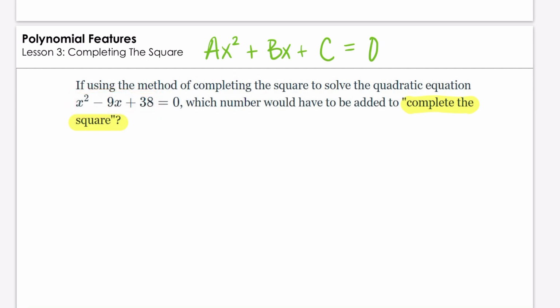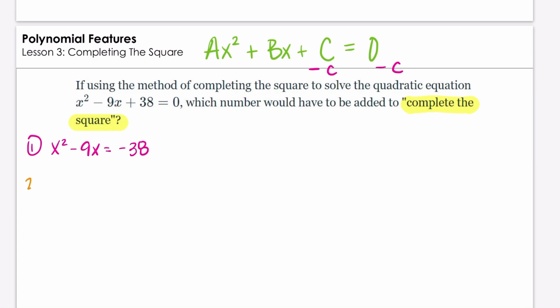When we are completing the square, the very first step is we need to rearrange the way that the polynomial is written. We want to have that c term over on the right. So all we need to do is just subtract c from both sides, or if c was negative, we'd add it. So the first step, just rewriting, we end up with x squared minus 9x equals negative 38. So there's the first step.